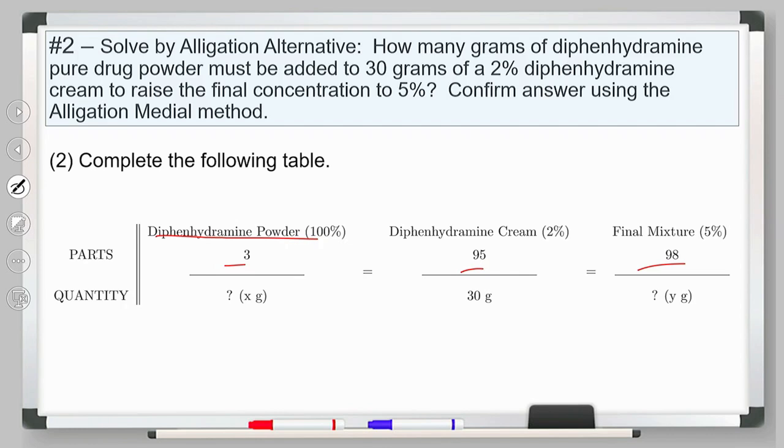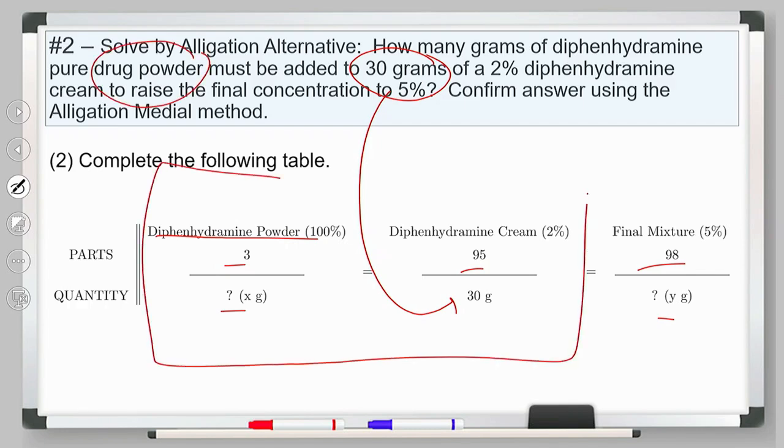And I would argue we only know one amount. Out of all of that, we only know one amount. But we do know the amount of this cream. So the item with the 95 parts has 30 grams. So the P over the Q, the parts over the Q for the diphenhydramine is 95 parts over 30 grams. Now I could solve for either of the other things that we don't know, but I want to know how much drug powder. So once again, this is what I want to solve for.